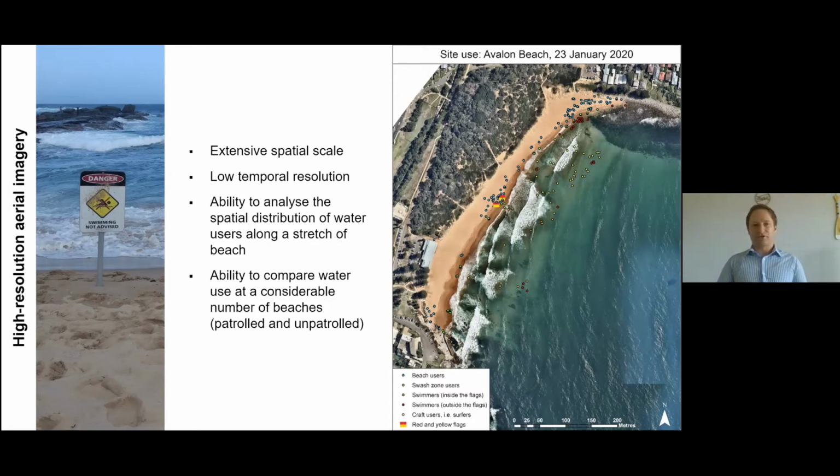But with these technologies, there is the ability to analyze the spatial distribution of beach and water users along a section of coastline and spatially map areas that are higher density and lower density. There is also the ability to compare water users at a considerable number of beaches. So we can use this technology, which captures a large number of beaches in one capture, and we can compare these sites to one another. Along a stretch, which beach is the busiest and which is the least busy, and by how much, using the same approach.